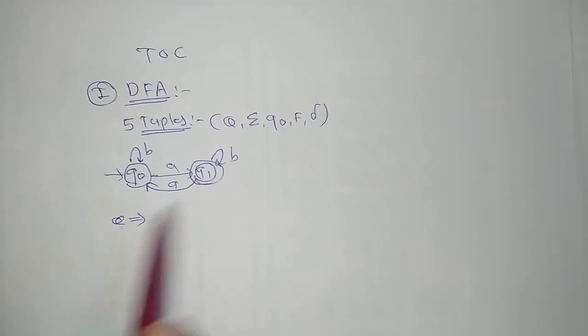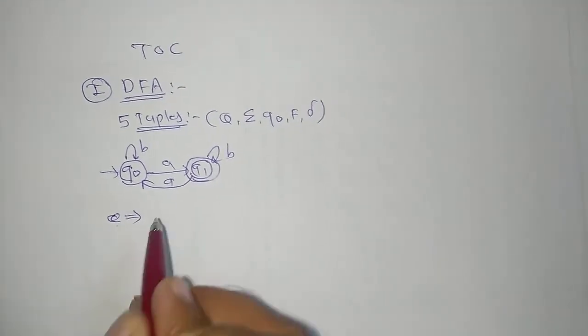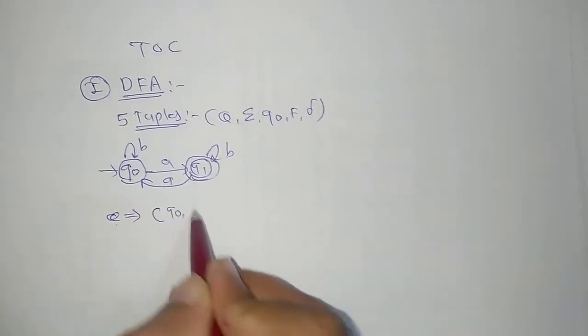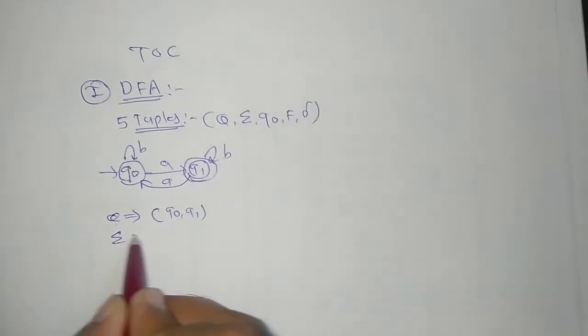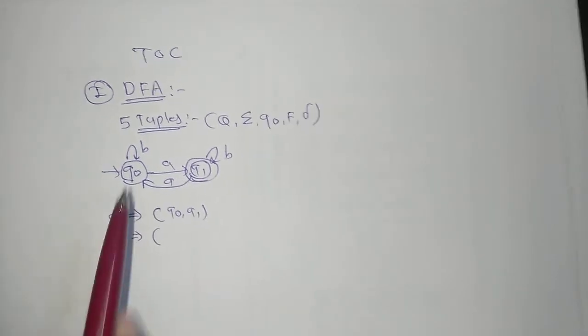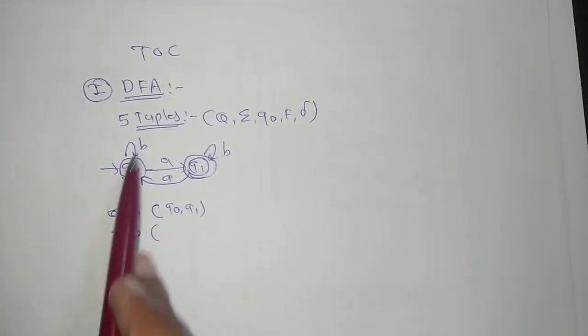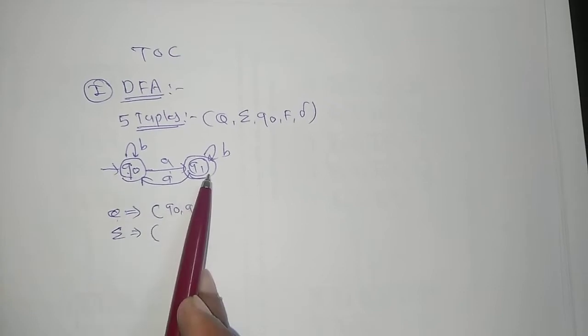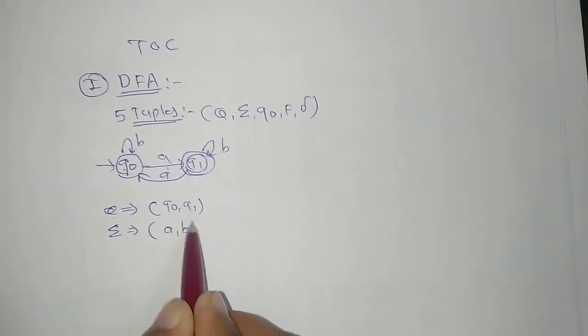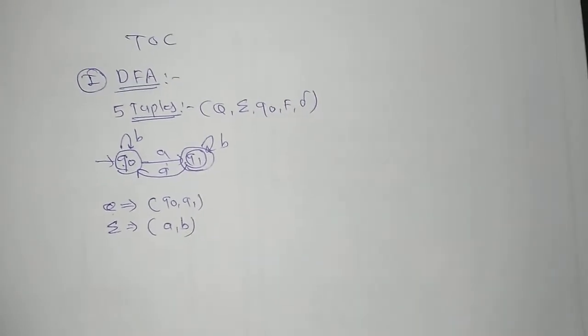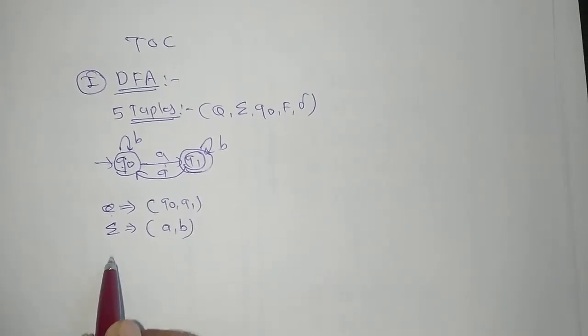Q is nothing but the number of states. So in the given problem statement, Q0, Q1, both are the states. Input symbol, what is input symbol? A state, after taking some kind of input on the transition, will go to the next state. In the given problem statement, A, B, both are the inputs.